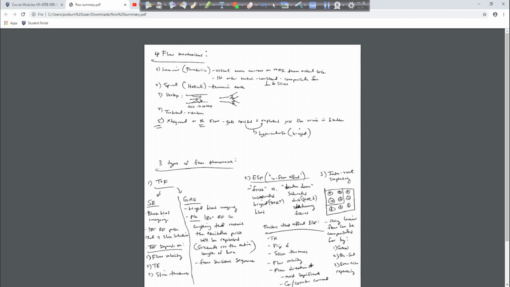Alright, so first we talked about the mechanisms of flow, and we had four types of flow, but then we had the fifth, which was stagnant or no flow. Our first was laminar or parabolic, and this was called first order motion, and that was constant, and that's the only type of flow we were able to compensate for with our MRI system. And the flow we're talking about is flow that is perpendicular to the slices.